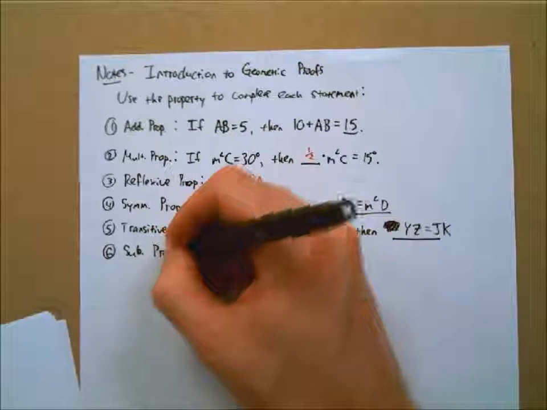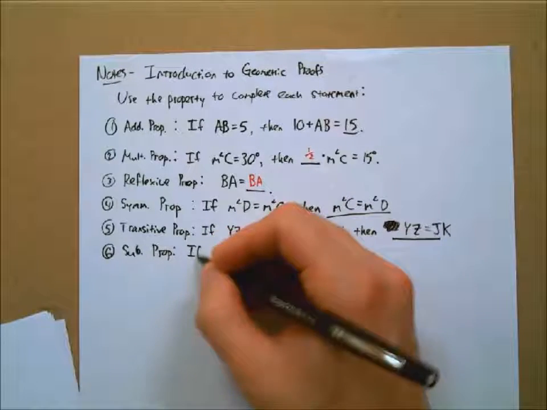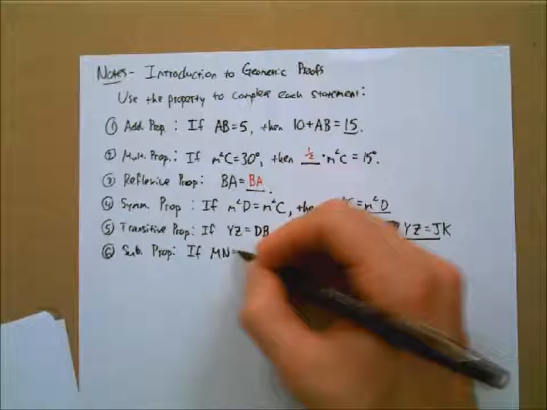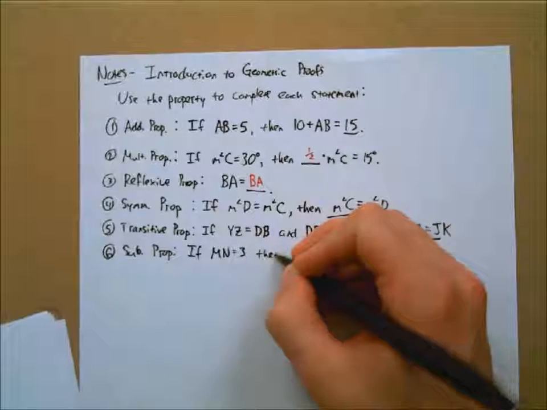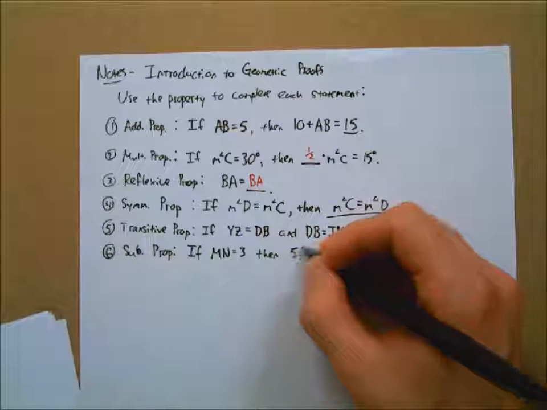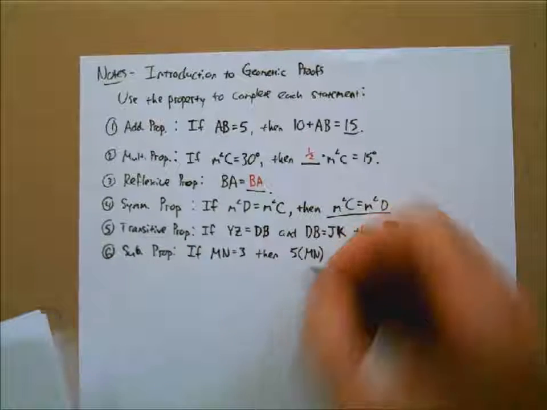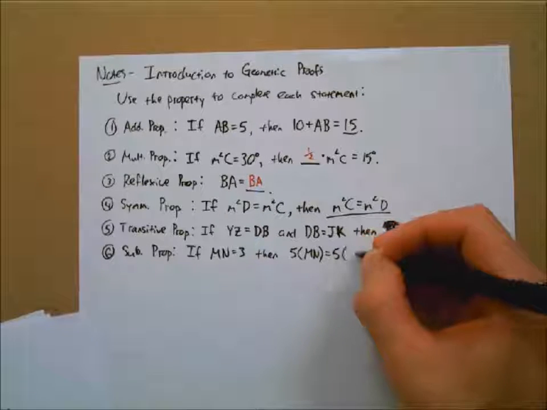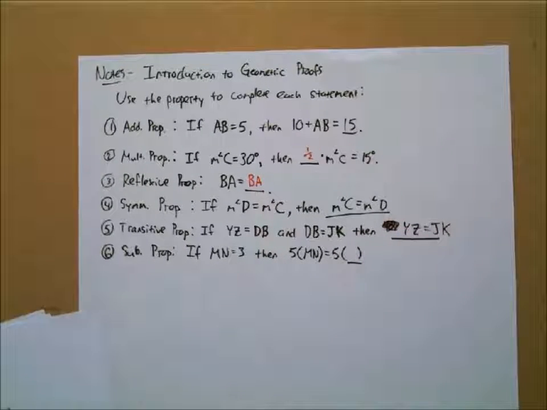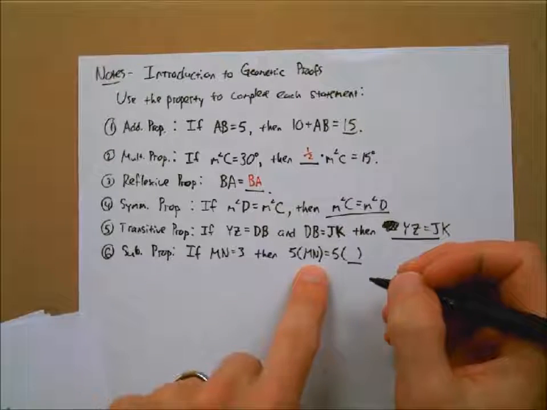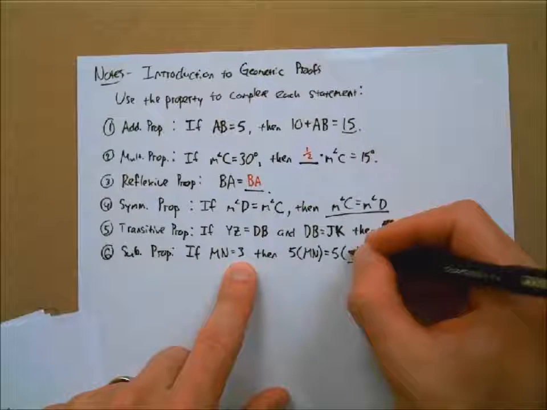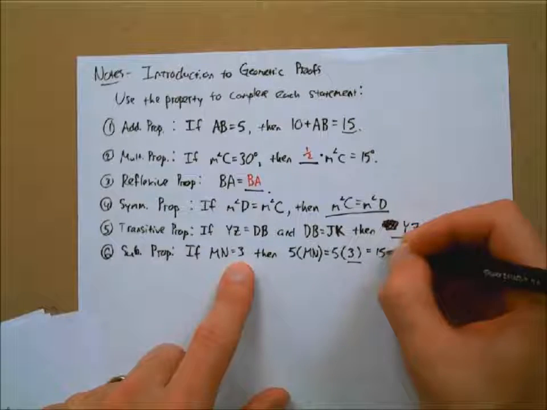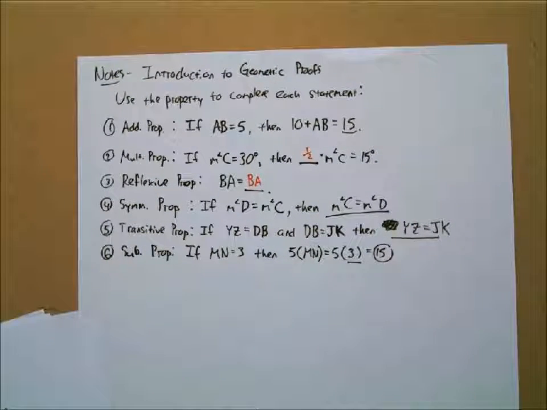So, all right, now we'll use the substitution property. We'll take a look at that. If MN equals 3, then 5 times MN equals 5 times blank, which would be what? What goes in the blank? 3. Yeah, 3, right? We can just substitute MN for its equivalent 3 there, and so then we can say that's 15. Okay, we can substitute in a 3.